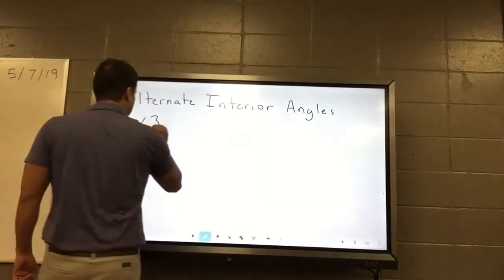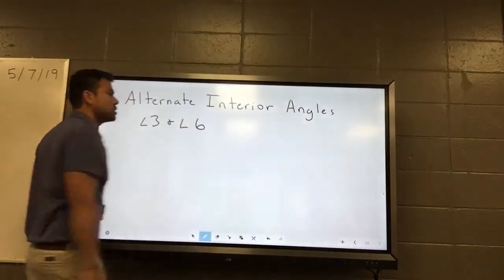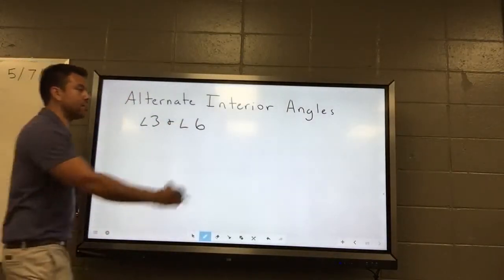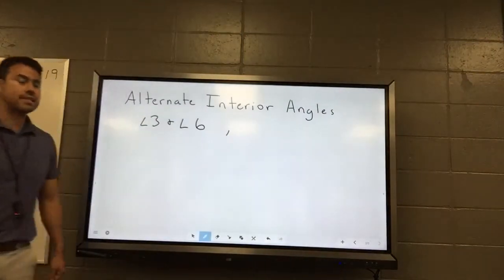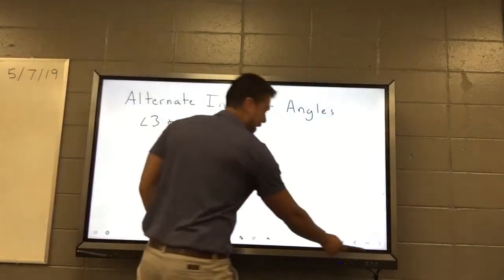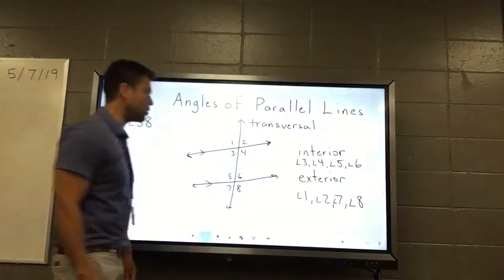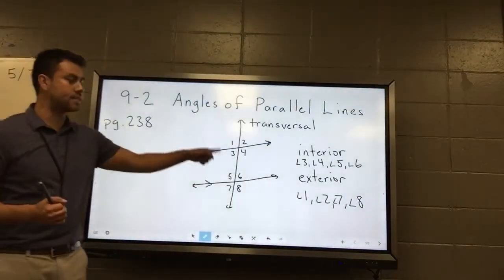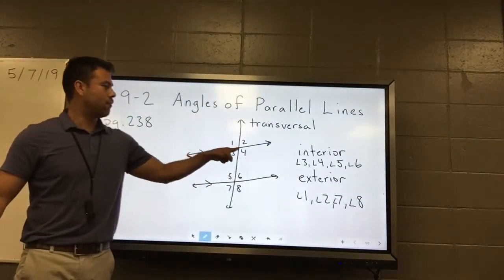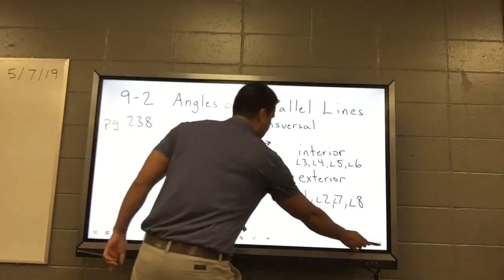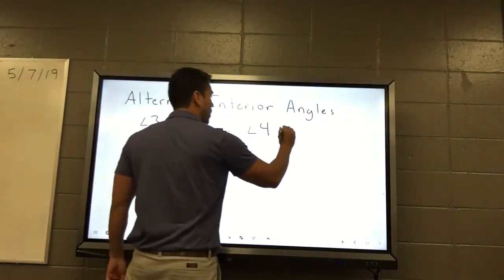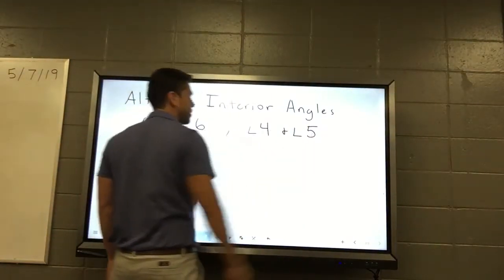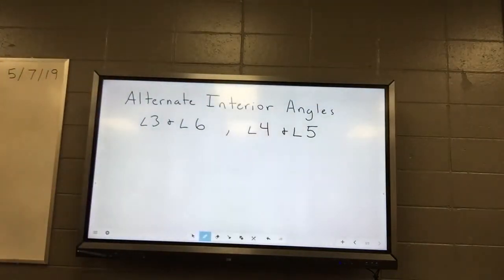So angle 3 and angle 6 are alternate interior angles. What's the other pair of alternate interior angles? We said 3 and 6, and therefore 4 and 5 are the other pair. Angle 4 and angle 5. Okay, so those are alternate interior angles.